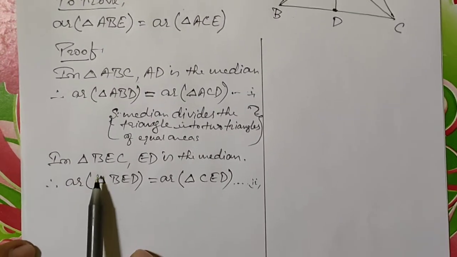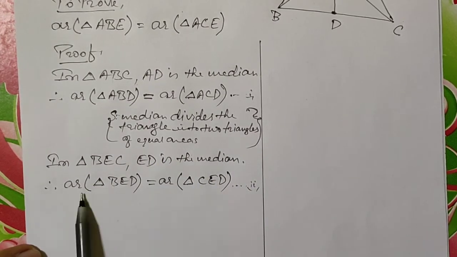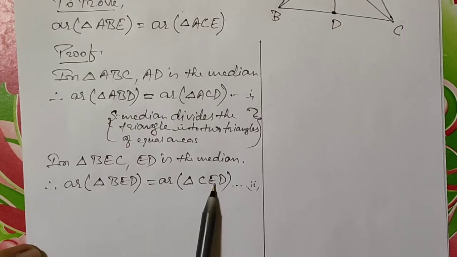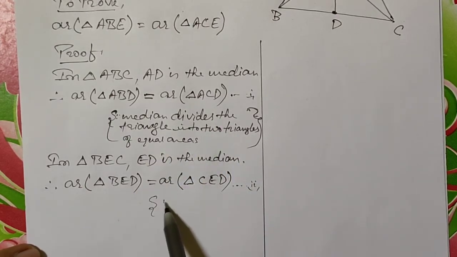Similarly, we can write over here in triangle BEC, AD is the median, therefore area of triangle BED is equal to area of triangle CED. And for the reason, since the reason is the same, we can write it like this.